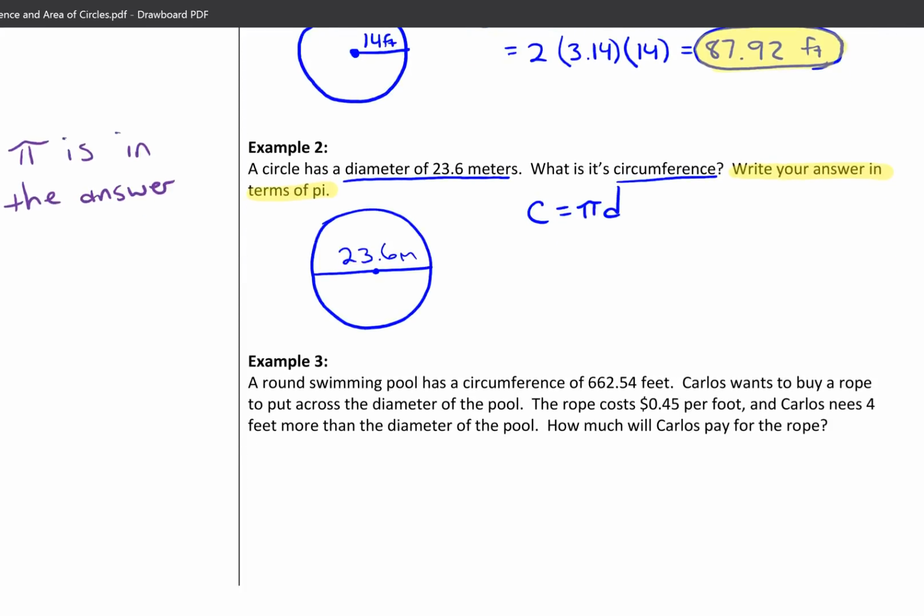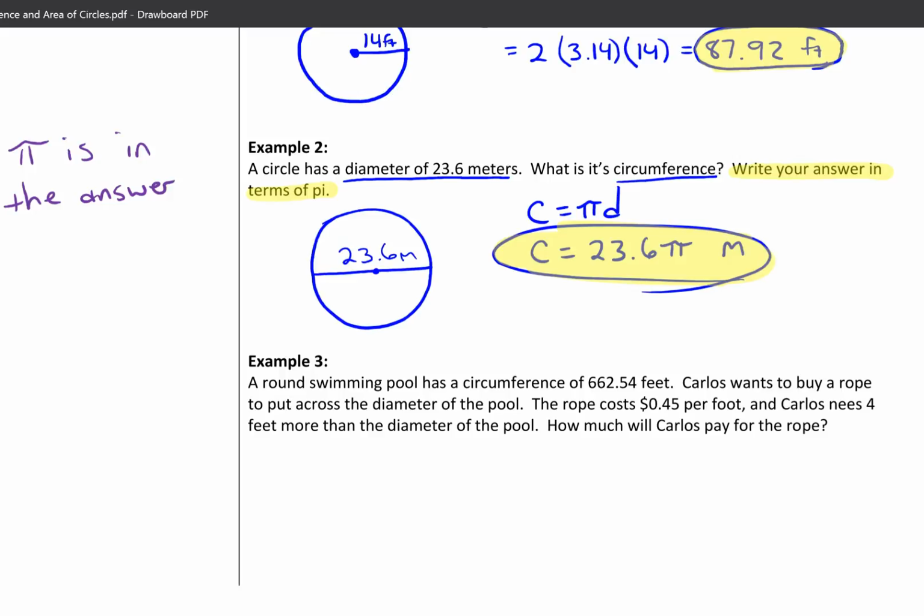All right, since we're writing in terms of pi, all we're doing here is just replacing the diameter d with 23.6, and we're calling it a day. And make sure you put your meters. And that's it. So when I say to write it in terms of pi, make sure pi is in your answer. Don't move forward and multiply 23.6 times 3.14. Just leave it as 23.6 pi.